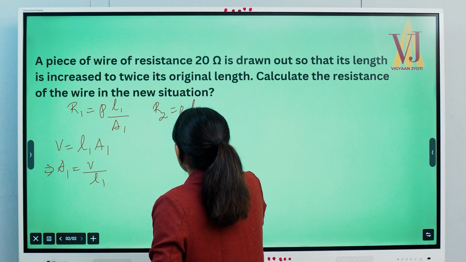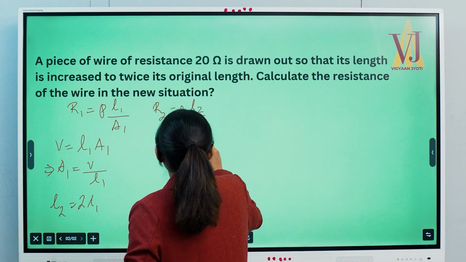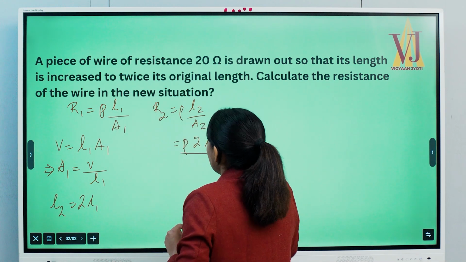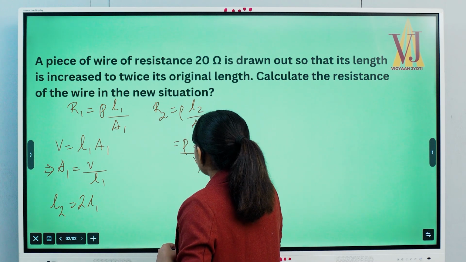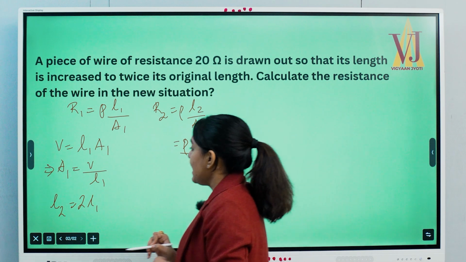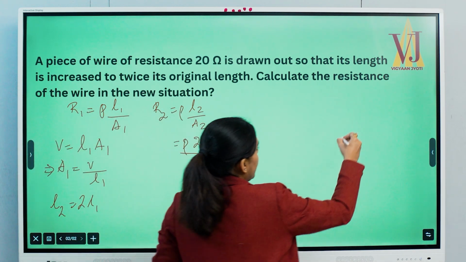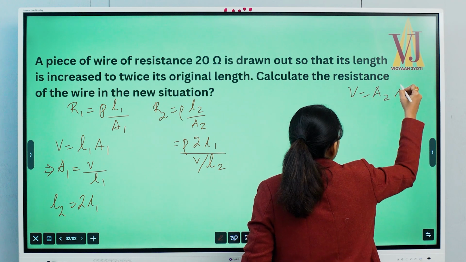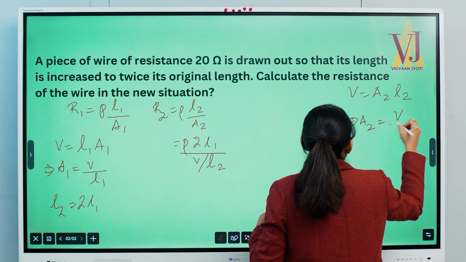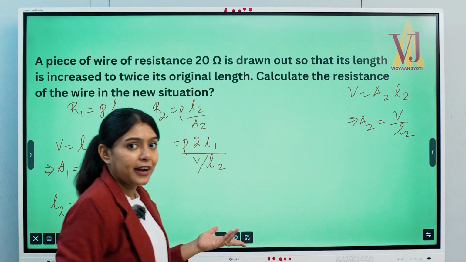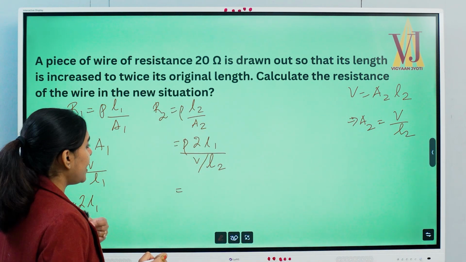Clear? Now L2, they are saying it's twice the original length, so it's 2L1, and A2 we will write as V by L2. Clear? If in this case my volume can be expressed like this, then here also volume is A2 L2, and we can write A2 is equal to V by L2. Clear? We can write like this. Okay, that means now again L2 we can substitute by 2L1.